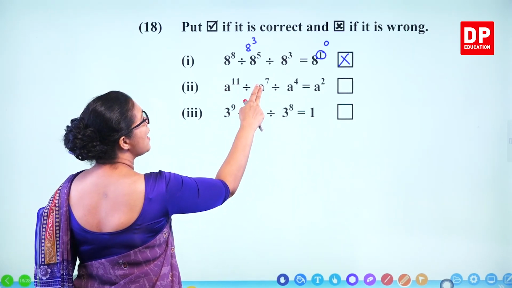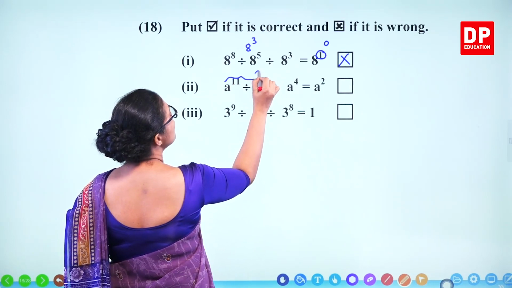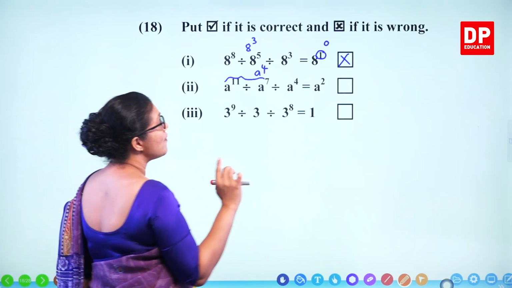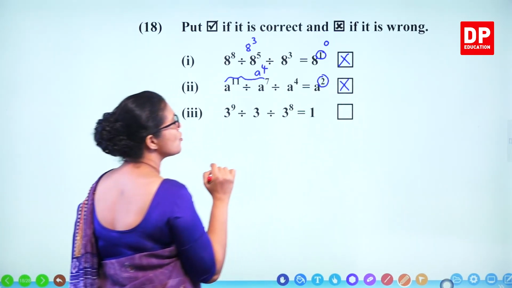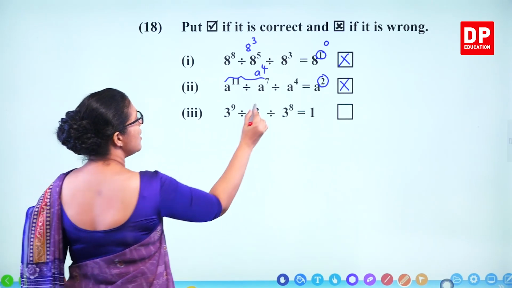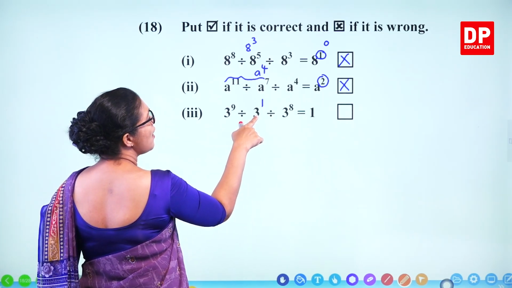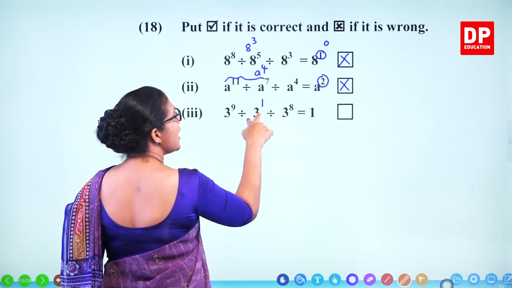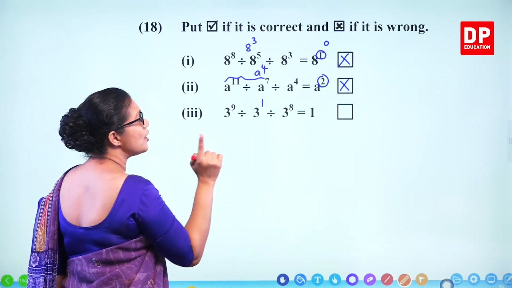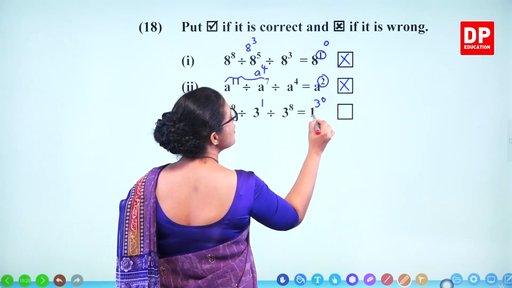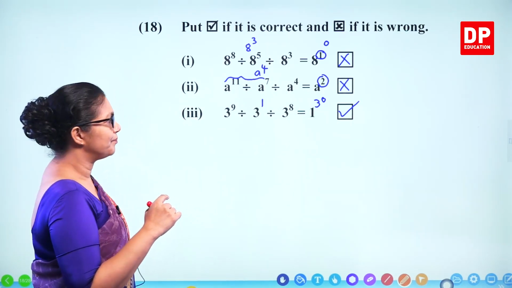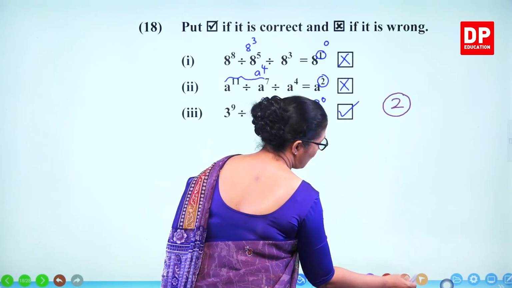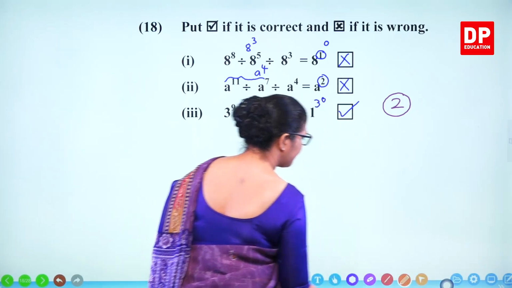Again division, 11 minus 7, you get here 8 to the power 4. And 8 to the power 4 and 8 to the power 4, you get 8 to the power 0, not 2. That's also wrong. This one, this is 1. 3 to the power 9 divided by 3 to the power 1, that's 3 to the power 8. 9 minus 1, 8. Then 8 minus 8, 3 to the power 0. 3 to the power 0 is 1. That's correct. So you get 2 marks for all 3 correct answers. If 1 is wrong, you get half marks.